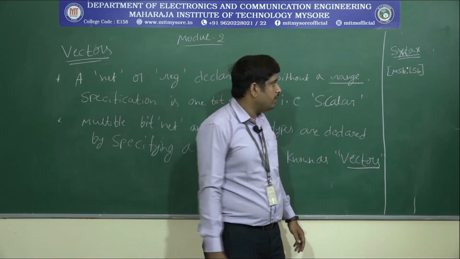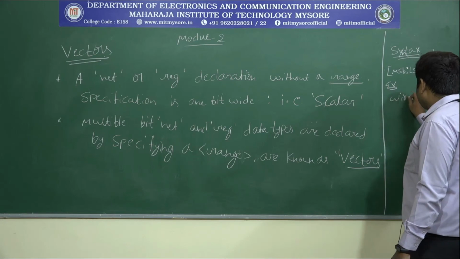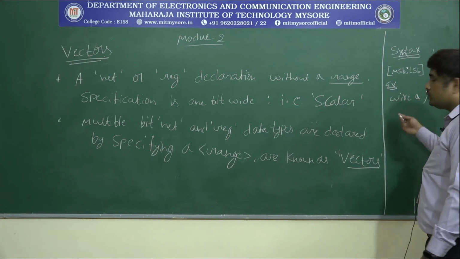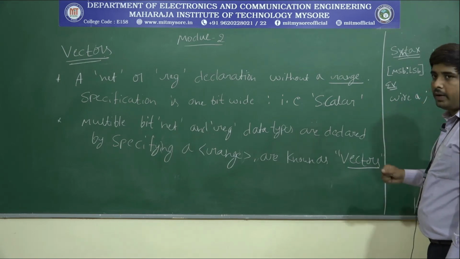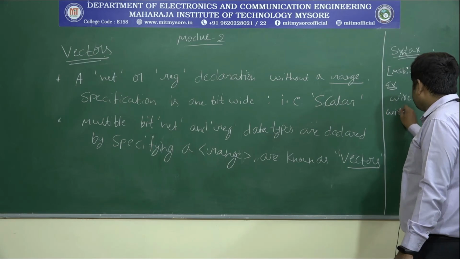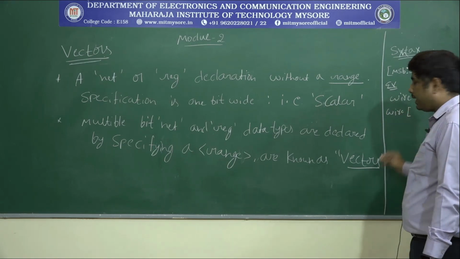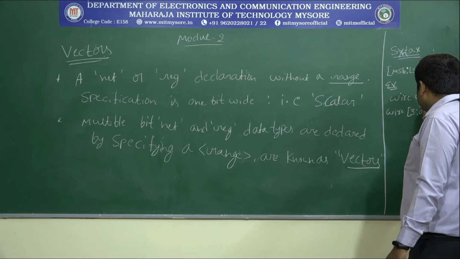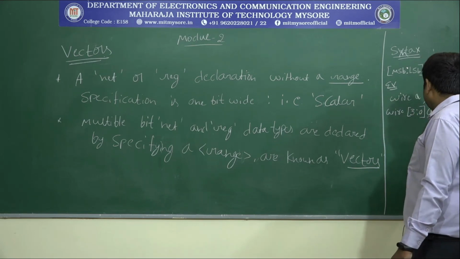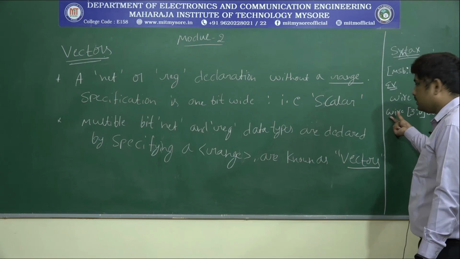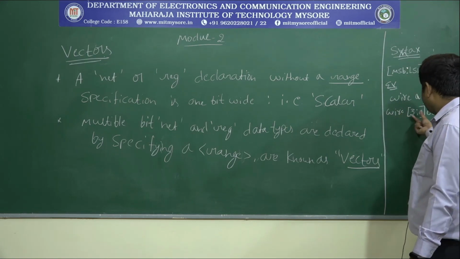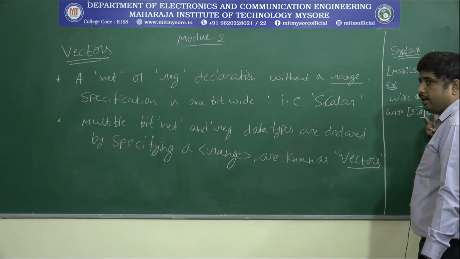Let us take an example for a vector. Here we take wire A. Here wire A is a single bit, that is a scalar. So it indicates one bit. If you want more than one bit, at that time you write wire, and the syntax is square bracket, 3 down to 0, then A. So it's a 4-bit value. Here wire is a keyword, 3 is the MSB and 0 the LSB. So it indicates A is 4 bits.